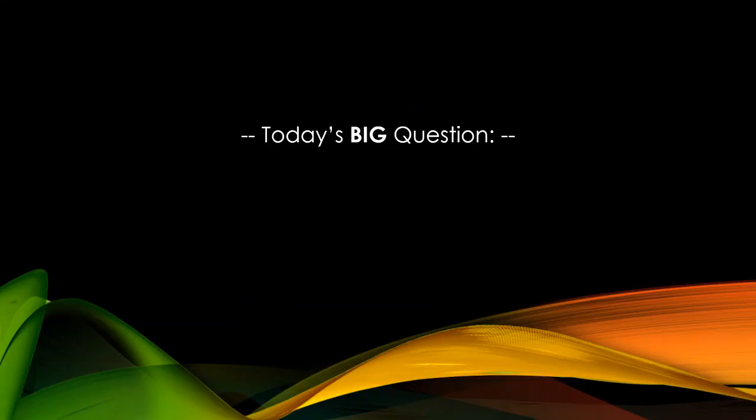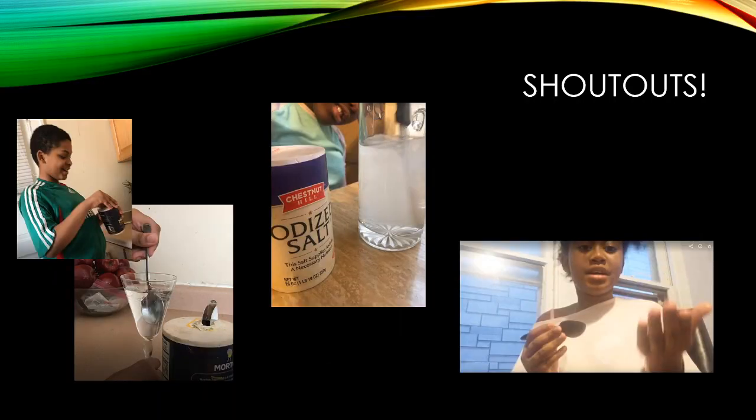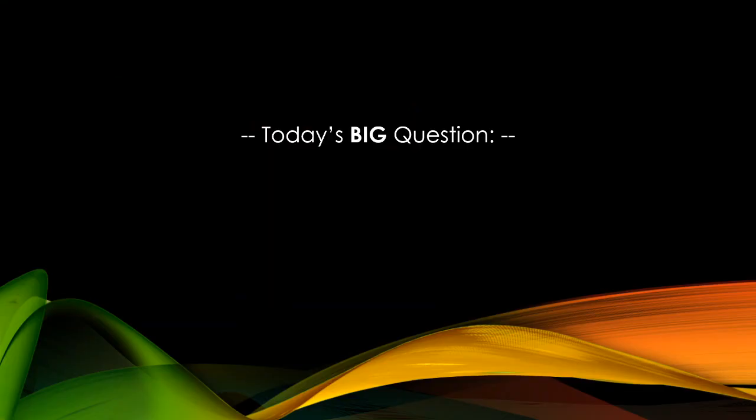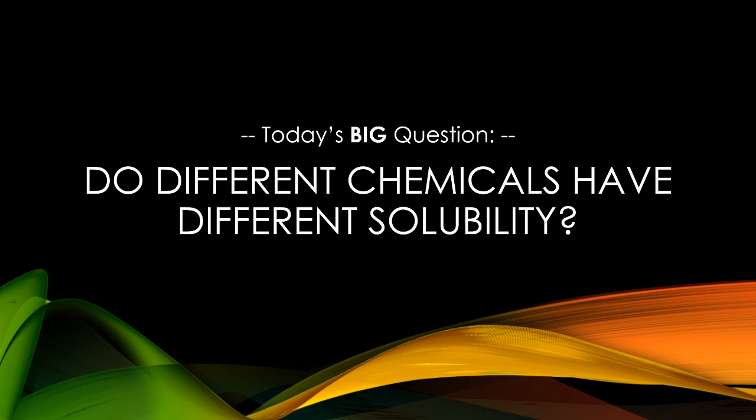Now, for today's big question, we want to take this to the next level and compare. Yesterday we were just talking about salt as our solute, just salt and water, really plain. Well, what if instead of salt we had used sugar? Or what if we used brown sugar? What if we used Kool-Aid or lemonade mix or something like that? Would we still be able to dissolve that same amount, those 2 tablespoons? I don't know. Today's big question is going to be, do different chemicals have different solubility?